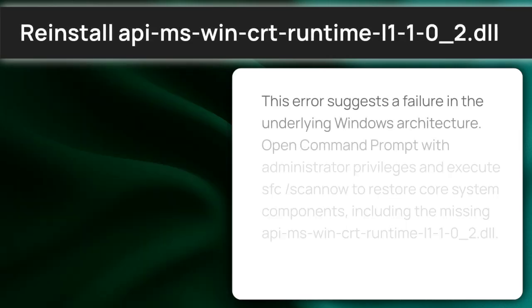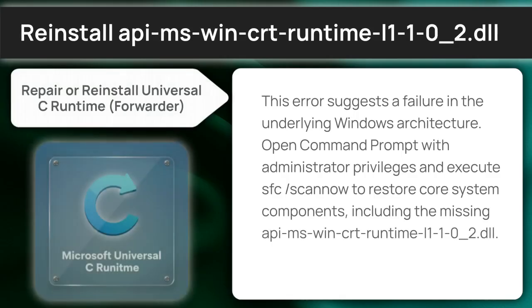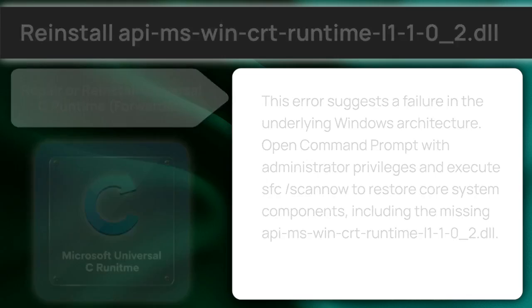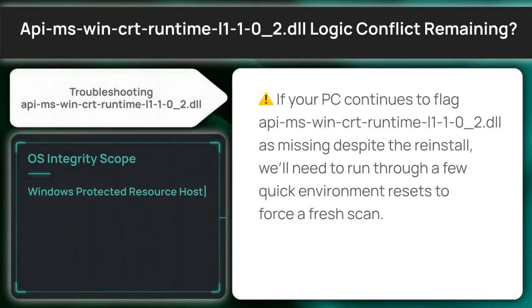This error suggests a failure in the underlying Windows architecture. Open Command Prompt with administrator privileges and execute sfc /scannow to restore core system components, including the missing Universal C Runtime Submodule 2 DLL. Should the reinstallation fall short, the next step in our protocol is to validate the integrity of your system's startup environment.